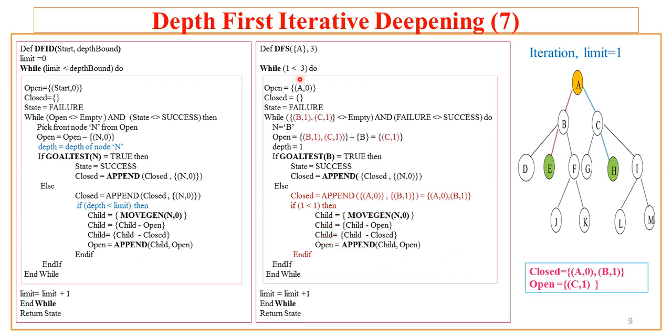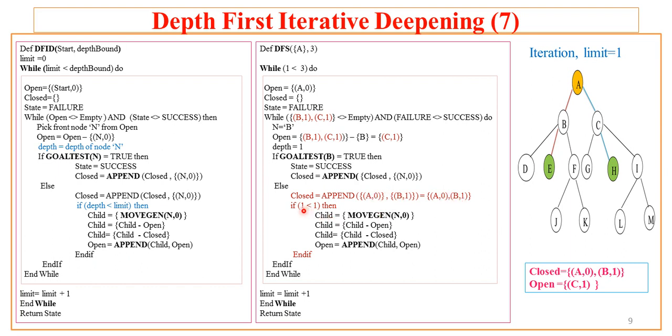So here the limit is still 1. It now has B and C in the open. Open is not empty. State is also not success. So condition is true. It picks front node from the open. So it picks B. It removes B from the open. So open has now C. Depth of the current node which is picked, that is front node, has depth value 1. It checks whether B is goal node. As it is not goal node, it gets into else part. So it will append that currently picked node B to the close. Close was having A and now B is appended. So close is having A and B.